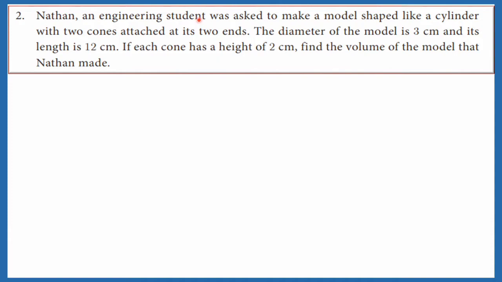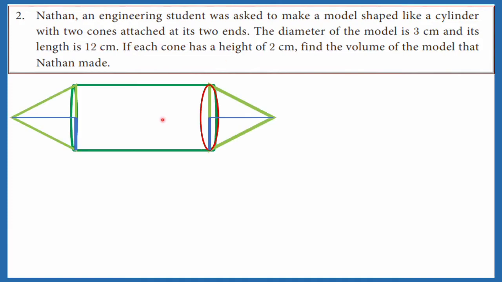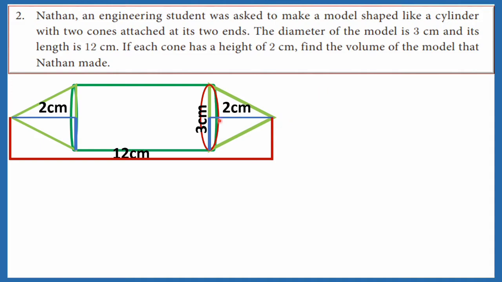Northern is an engineering student, was asked to make a model shaped like a cylinder with 2 cones attached at its 2 ends. See here. Cylinder with 2 cones attached. Then the diameter of the model is 3 cm and its length is 12 cm. Total length is given, 12 cm. Diameter 3 cm. If each cone has a height of 2 cm, see here, height of the cone equal to 2 cm. Find the volume of the model that Northern made.